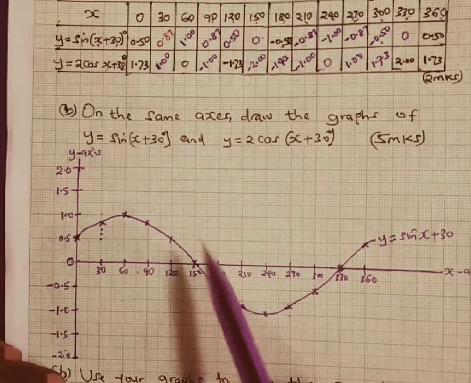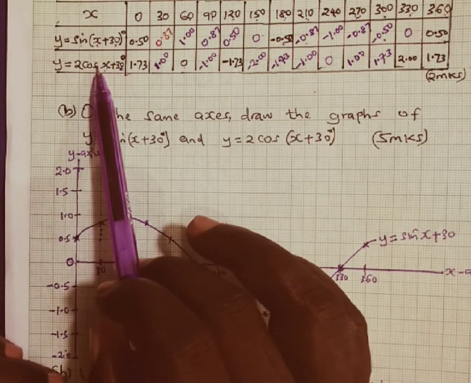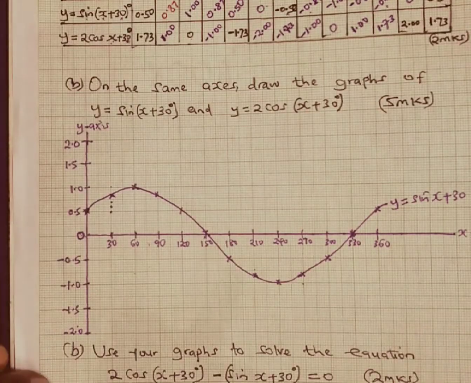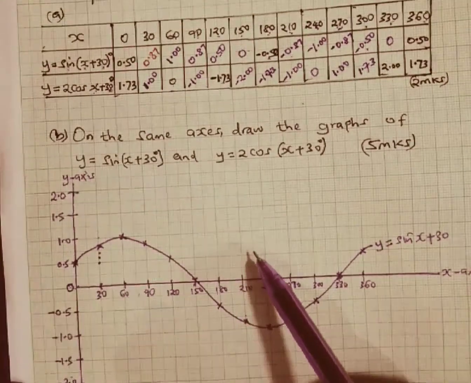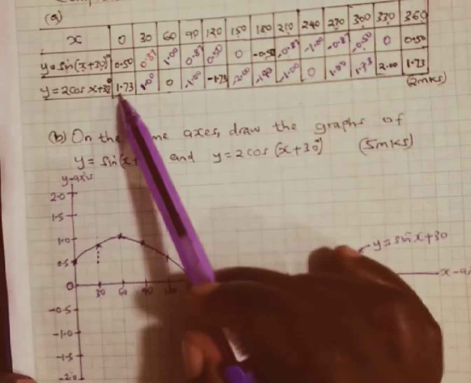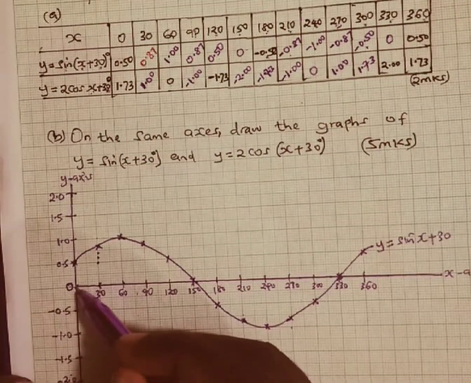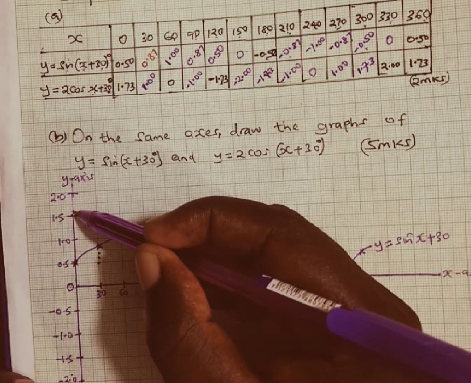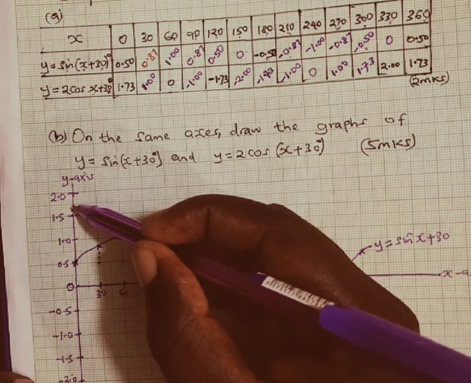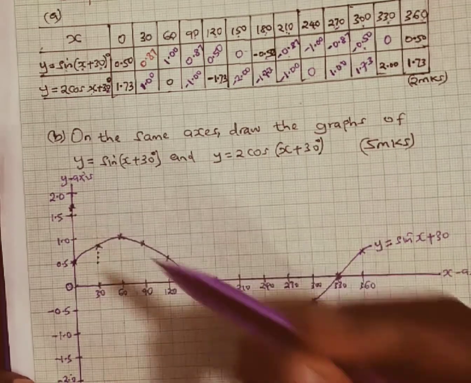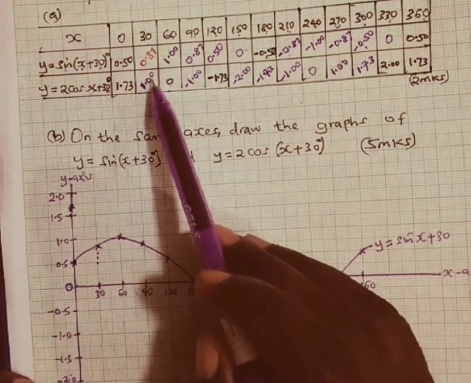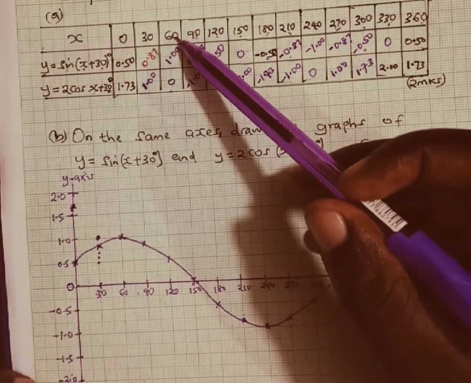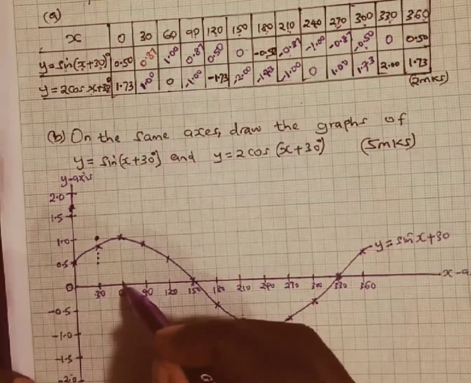like that. Next we take x again with y is twice cos x plus 30. We move on. When x is 0, then the value of y is 1.73. So this is 1.5, 1.6, 1.73 is around this point here. And when x is 30, this one is 1. And when x is 60, the value of y is 0. The value of y is 0 at this point.